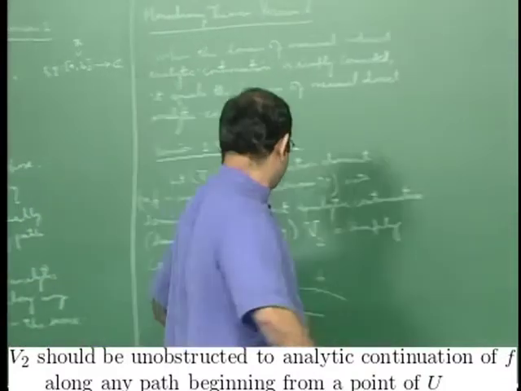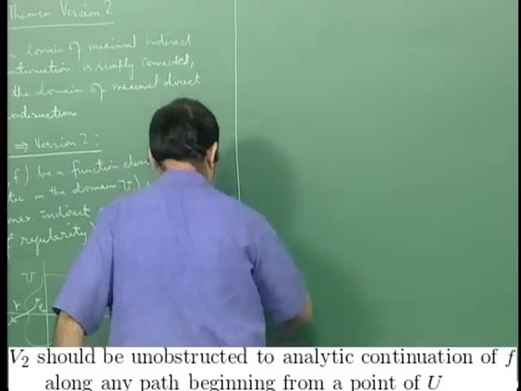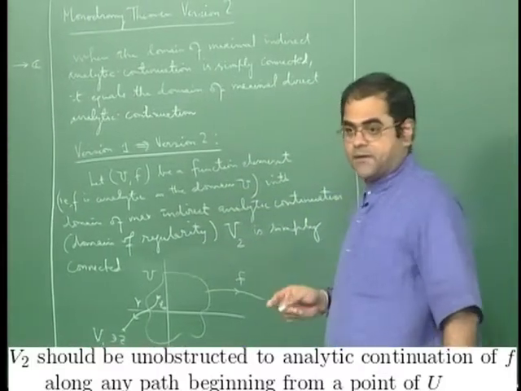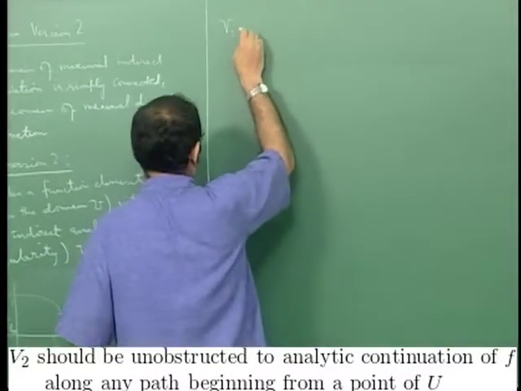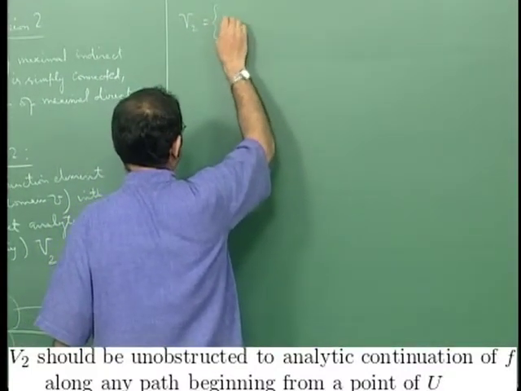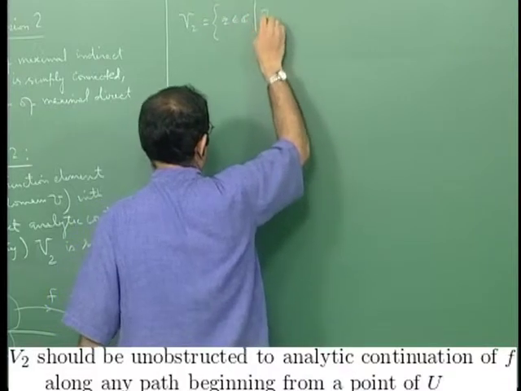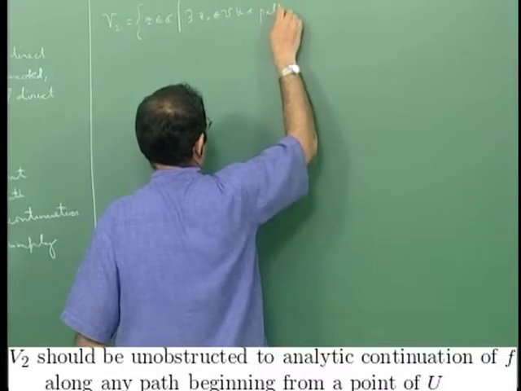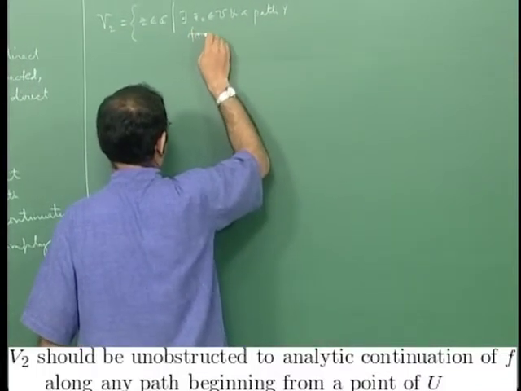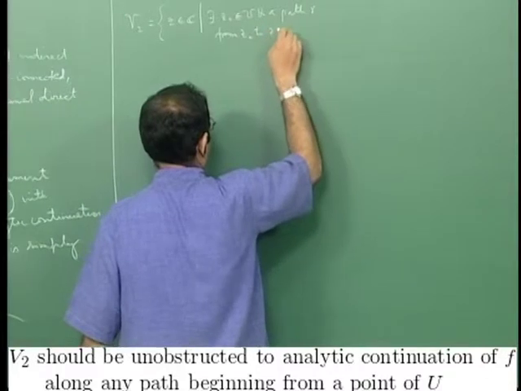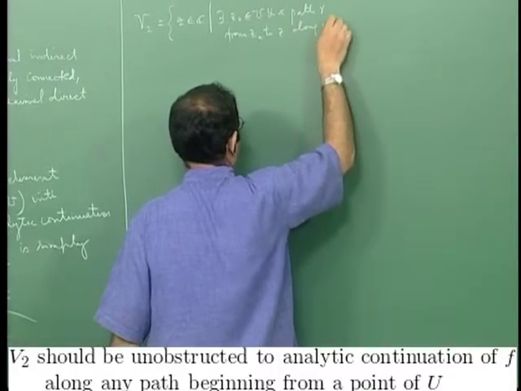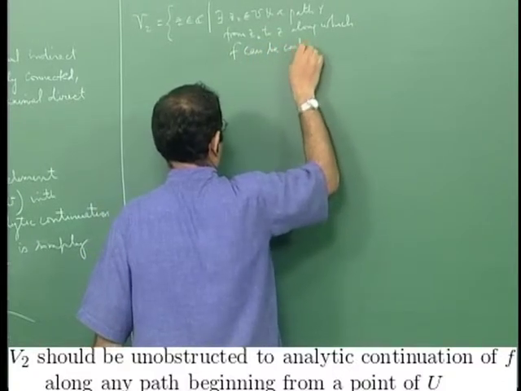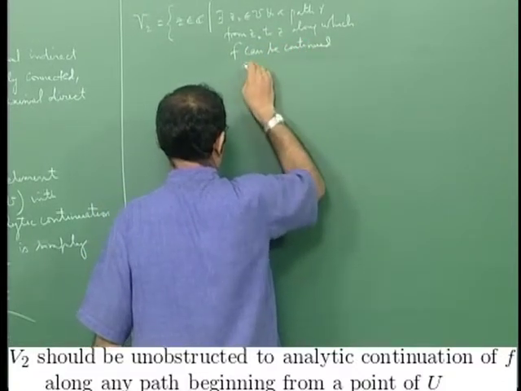So V2 is the domain of regularity of F, okay. And the point that is given to you is that V2 is simply connected, alright. So let me just write down what I said. V2 is the set of all Z in C such that there exists Z0 belonging to U and a path gamma from Z0 to Z along which F can be continued analytically.